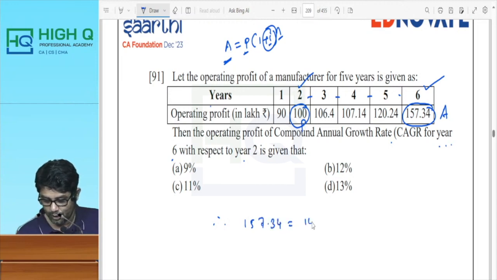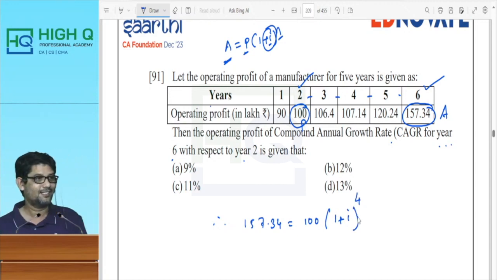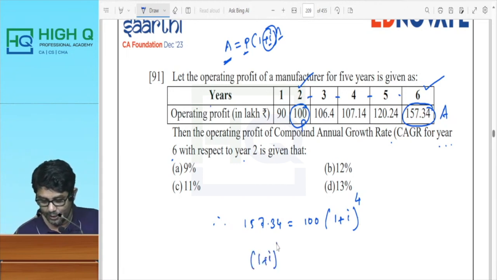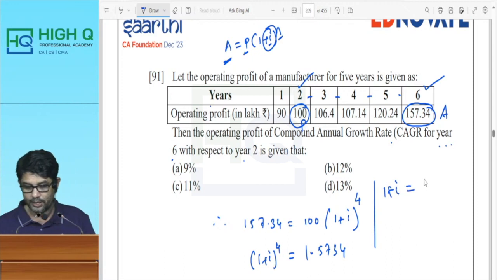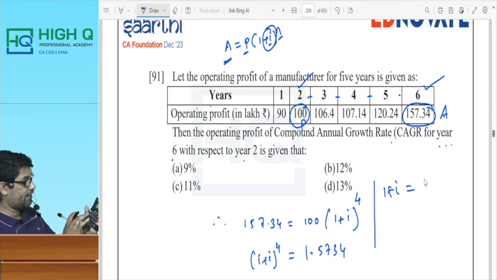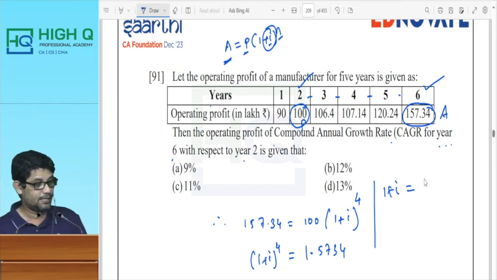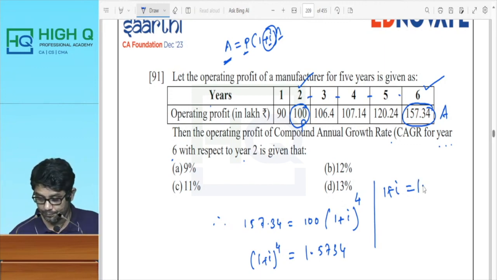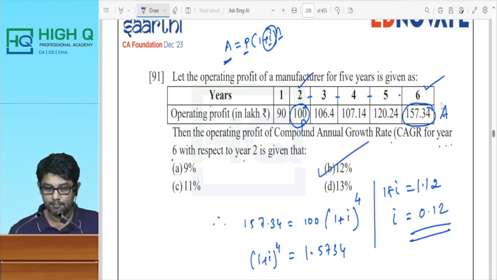So therefore, 157.34 is equal to P into 1 plus I whole power 4. This is the answer. Now we need to find out I. It's very simple. 1 plus I whole power 4 is equal to 1.5734. Now take the fourth root. It's very simple to take the fourth root: take the square root 2 times. I'm getting approximately 1.12. Therefore, I is equal to 0.12. That is, B is my answer.